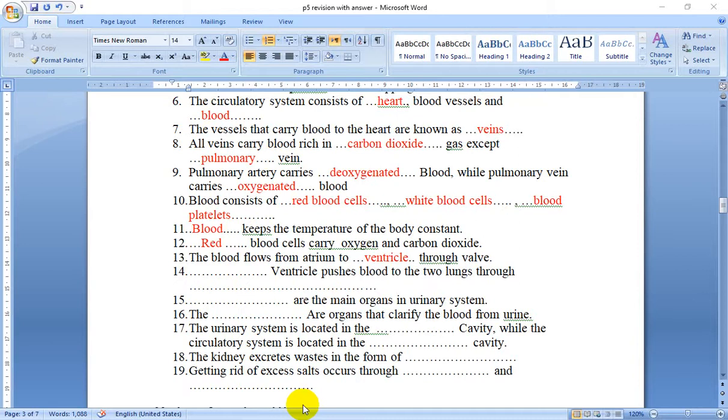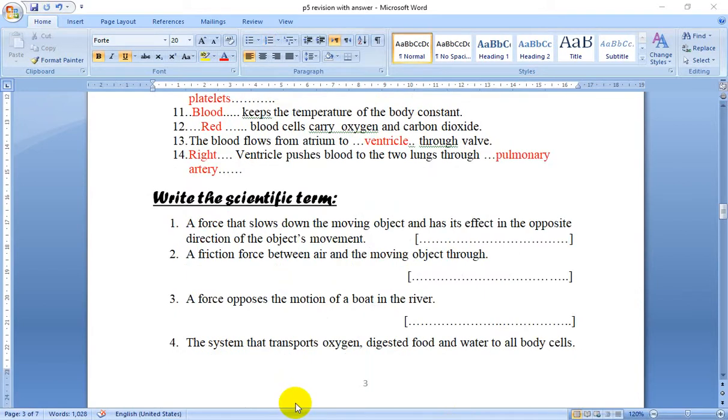Through what? Which ventricle pushes blood to the 2 lungs through what? Left or right? Sure, right. So right ventricle pushes blood to the 2 lungs through pulmonary artery. Okay.